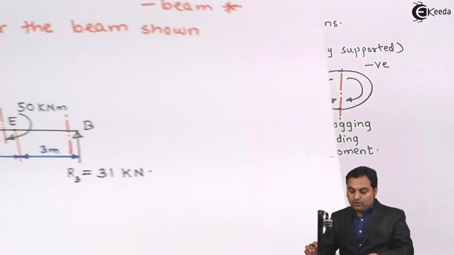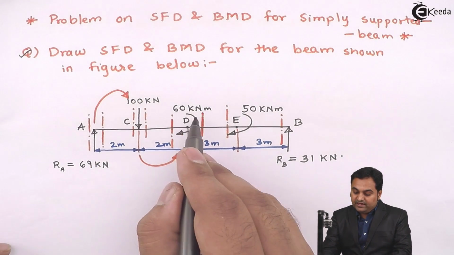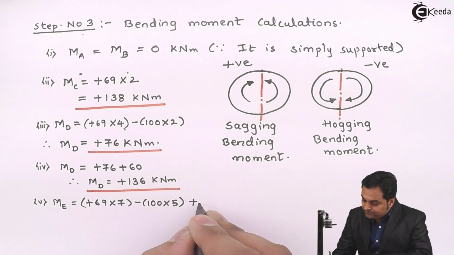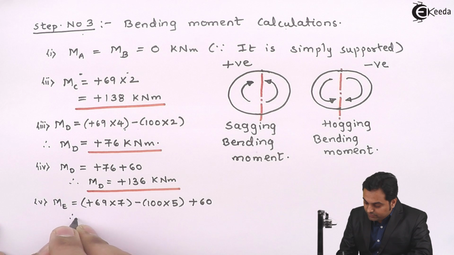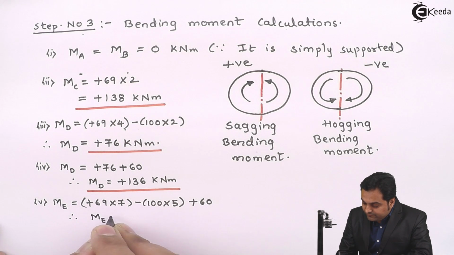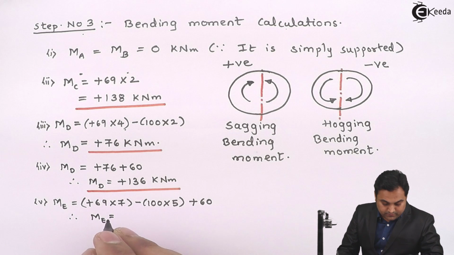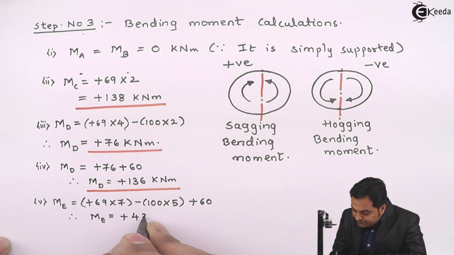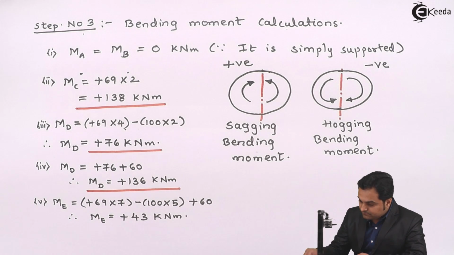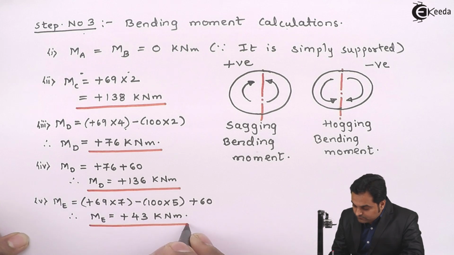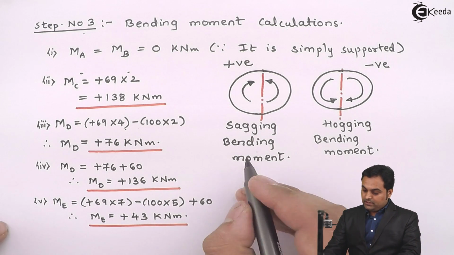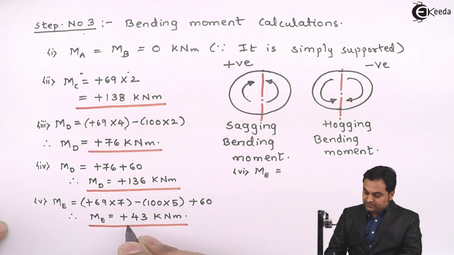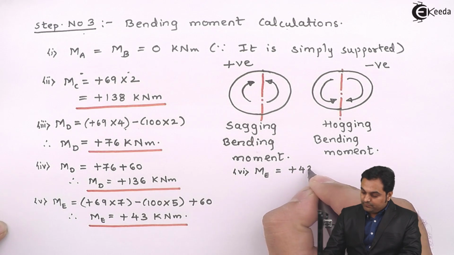then to the left of this section we even have 60 kilonewton meter. So clockwise moment is positive, so plus 60. So therefore the moment at E comes out to be 43 kilonewton meter, which is a positive value. Moment at E. Next we will have another value of moment at E. So moment at E is equal to, this 43 kilonewton will remain as it is, plus 43.